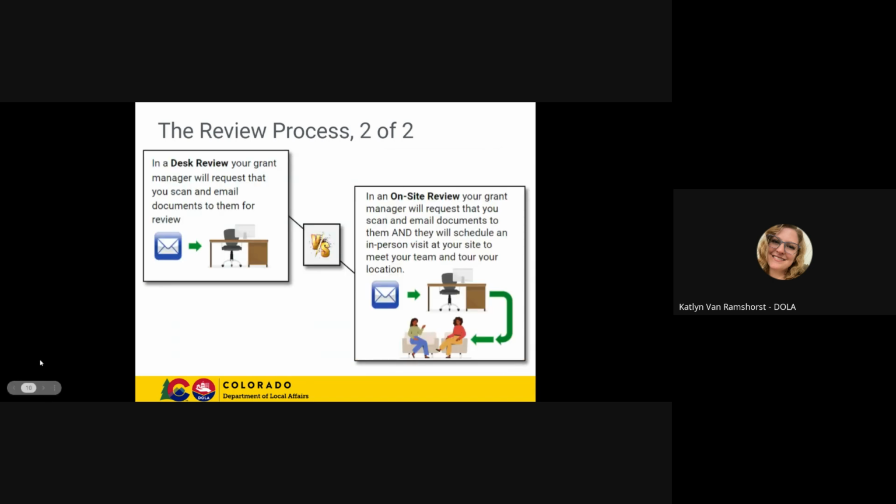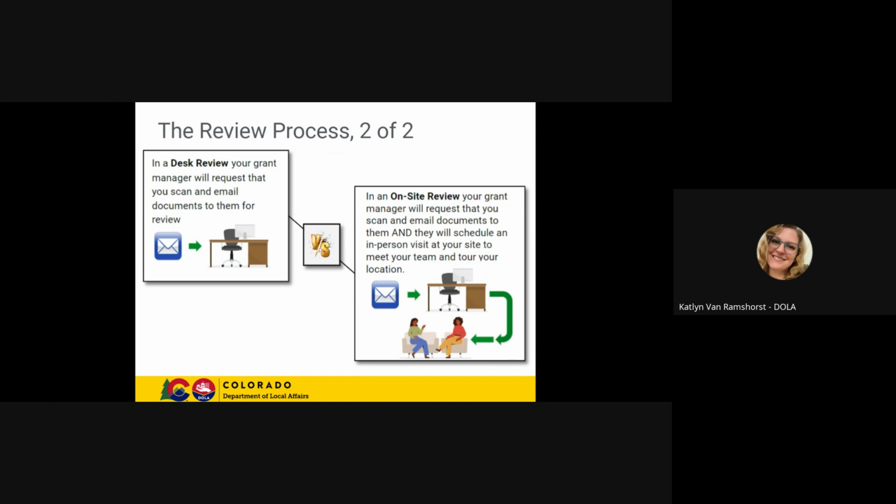So let's start with the types of reviews. We have two types of review that we complete. We have desk reviews and on-site reviews. In a desk review, you will be asked to send digital files to your grant manager. They will then review those files and complete a guided rubric for each of HUD's requirement categories. Grant managers may ask questions during this time to make sure that we're getting the clearest representation of your agency.